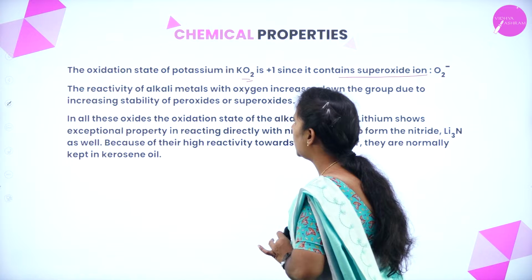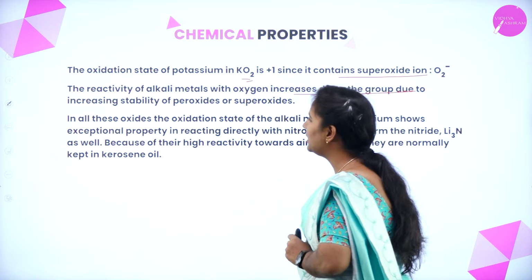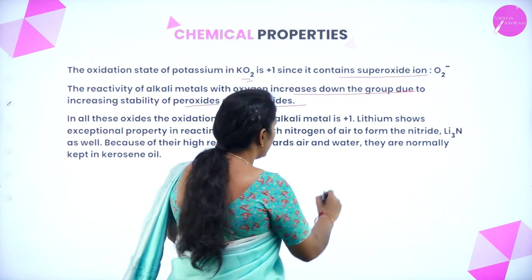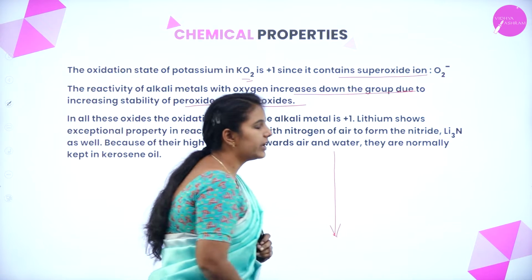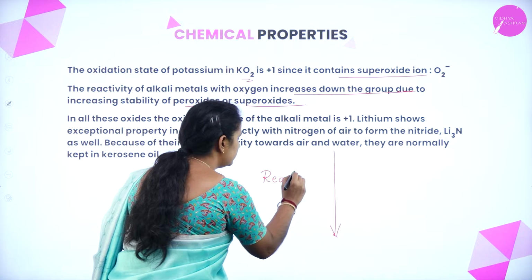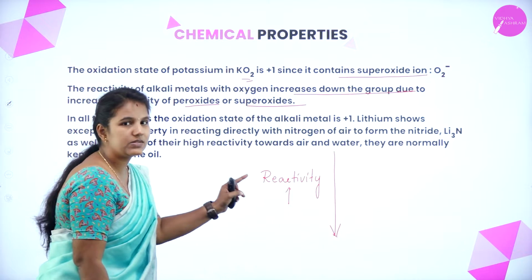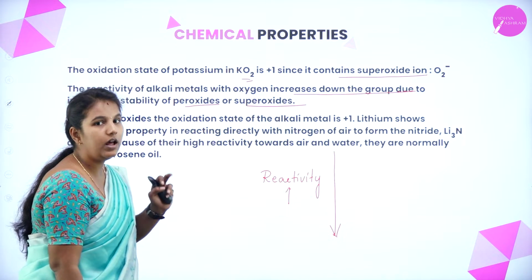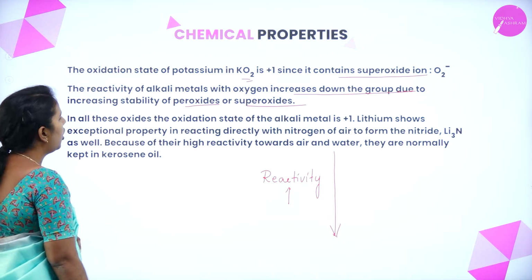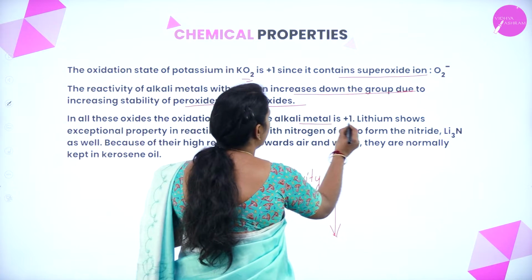The reactivity of the alkali metals with oxygen increases down the group with the increased stability of peroxide and superoxide. As we move down the group, what happens to the reactivity? Reactivity also increases as we move down the group. That is mainly due to the formation of peroxides and superoxides. In all these oxides, the oxidation state of the alkali metal is +1.